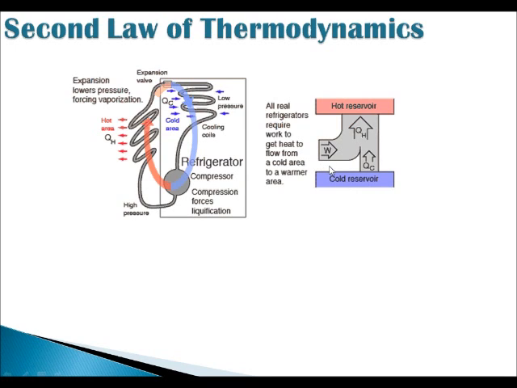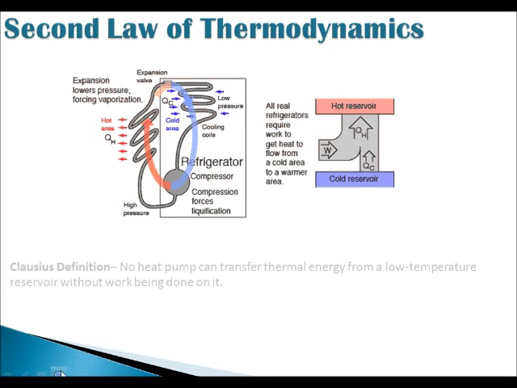And what that says is that all real refrigerators require work to get heat to flow from a cold area to a warmer area. So heat will not flow spontaneously from a cold reservoir to a hot one. Okay, heat in general will flow from hot to cold. The only way that it flows the opposite way is if there is work added to that system.